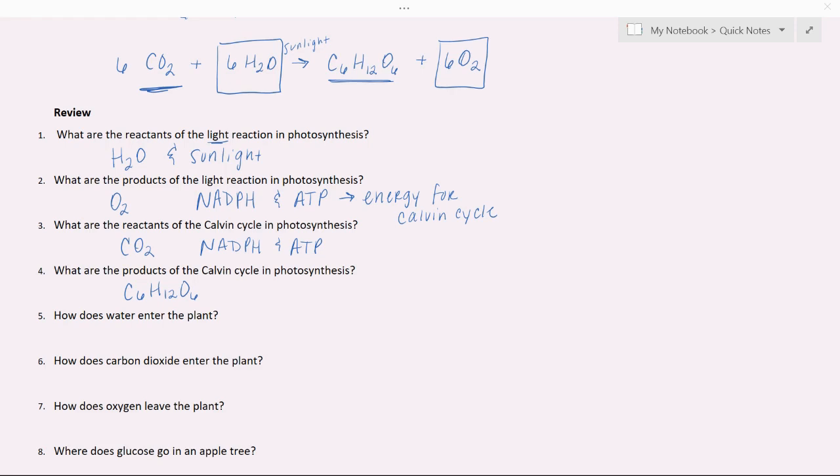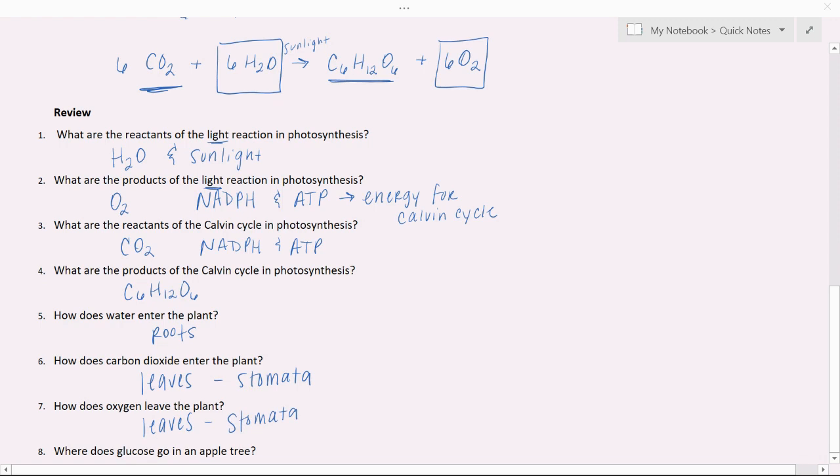Okay, some more review questions. How does water enter the plant? It enters the plant through the roots. And what about carbon dioxide? That's taken in by the leaves. And you could be more specific and say the opening in the leaves. If you remember, the openings in the leaves are called the stomata. And oxygen, because it's a product of our light reaction, which takes place in our leaves, that's where the oxygen also leaves the plant, in the leaves, through the stomata.